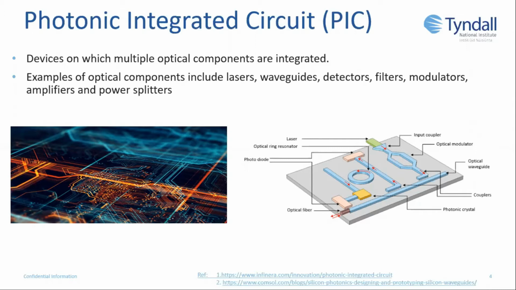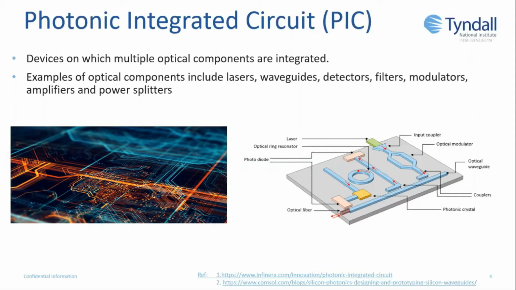So this figure here to the right is an example of what a PIC could look like. So you have your laser, your modulator, your waveguide, you've got couplers, and you also have an optical ring resonator, which is the filter function of this PIC. So this would be considered a multifunction PIC.